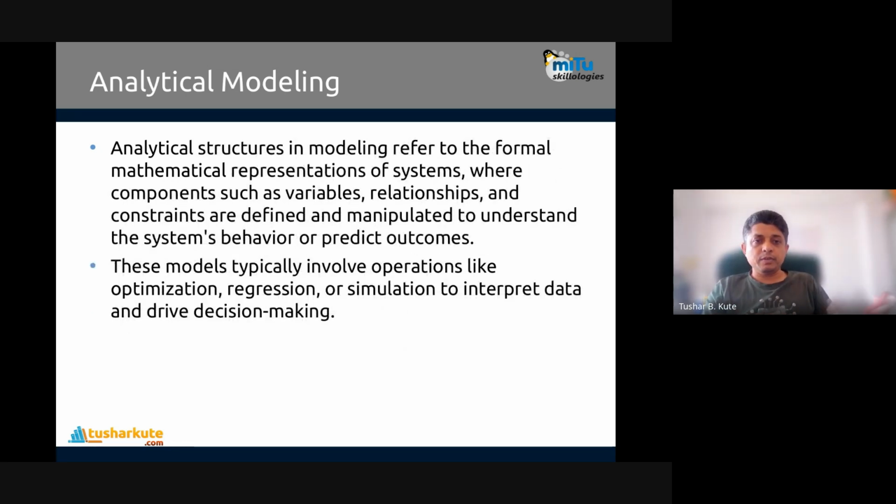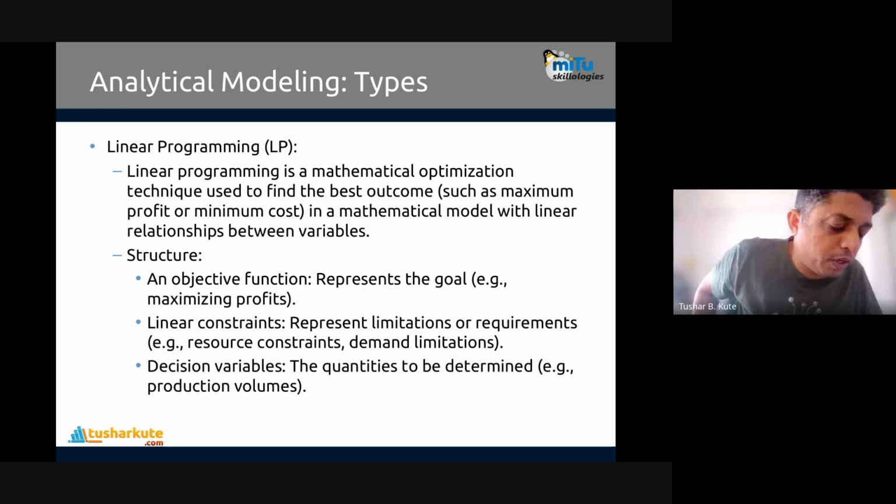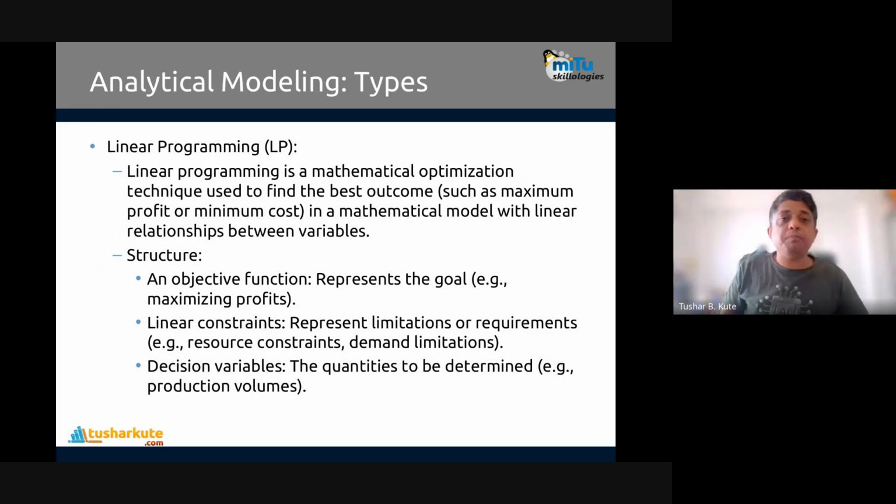So different analytical models are there. Out of them, the first analytical model is linear programming, LP, which is very commonly used as a mathematical optimization method. With a minimum or maximum amount of resources, we should generate the best outcome. That is called the linear programming model, LP.